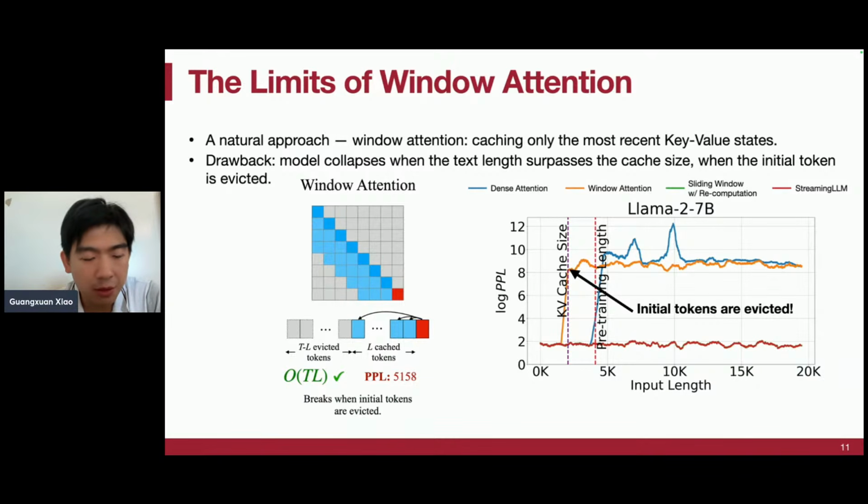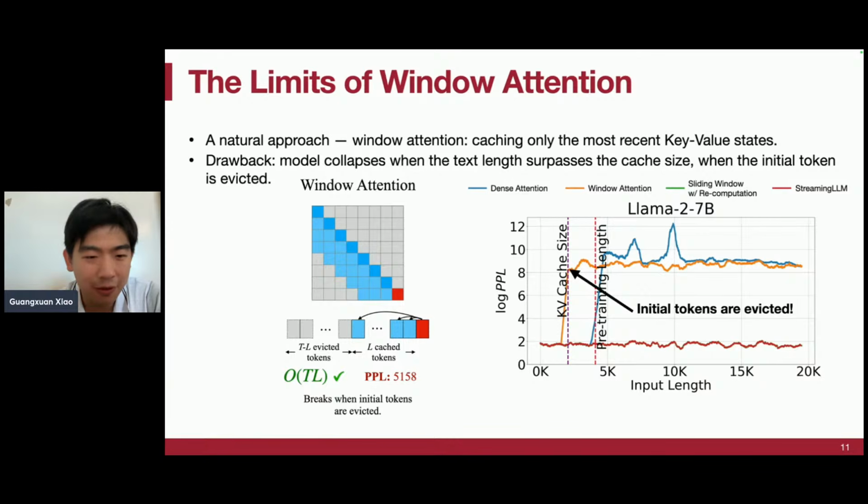But when we benchmark this method on natural text, we found that the model collapsed very drastically when the text surpassed the cache size. Previously, when we naively deployed language models on longer sequences, the model collapsed when the sequence grew longer than the pre-training length. But now we see the model collapse when the text is longer than the cache size. So this is very interesting.